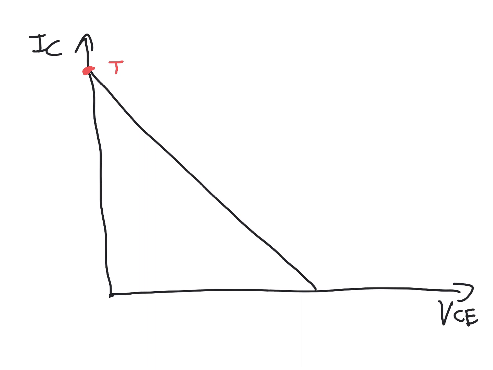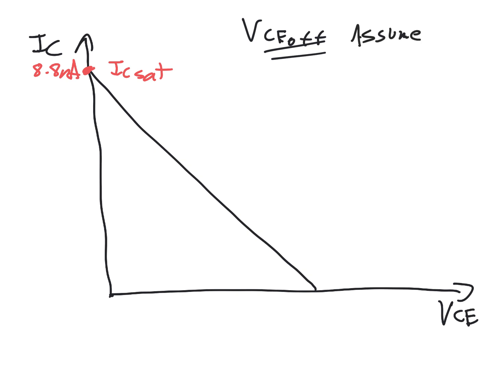All right, so this is IC SAT, 8.8 milliamps. Okay. For VCE off, assume IC equals 0. Therefore, VCE is equal to VCC, ignoring any leakage current.